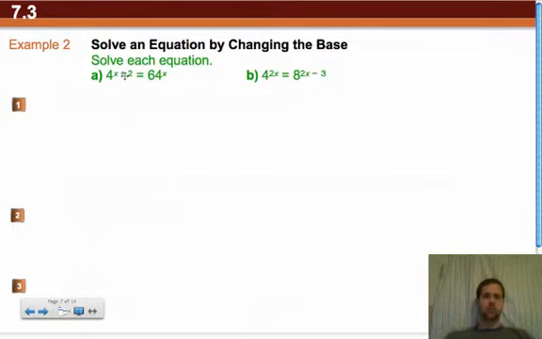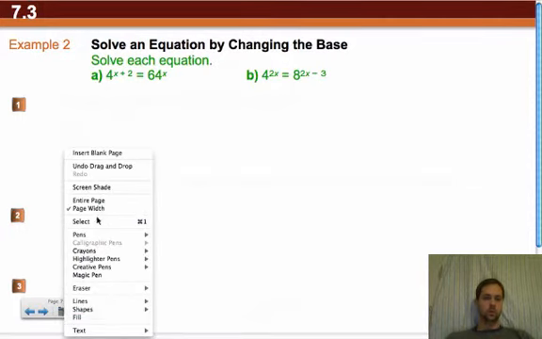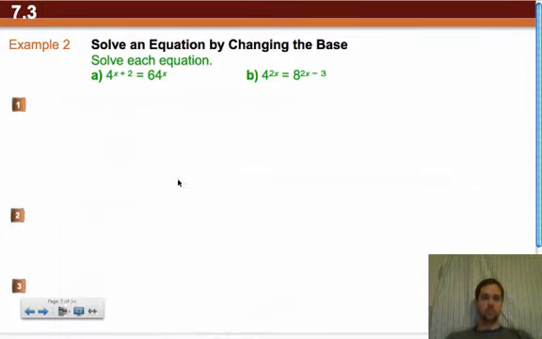Example 2, solve each equation. This is where we actually get into the meat and potatoes of this section. 4 to the x plus 2 equals 64 to the x. Now, how on earth do we go about solving this thing? It looks like complete Greek.